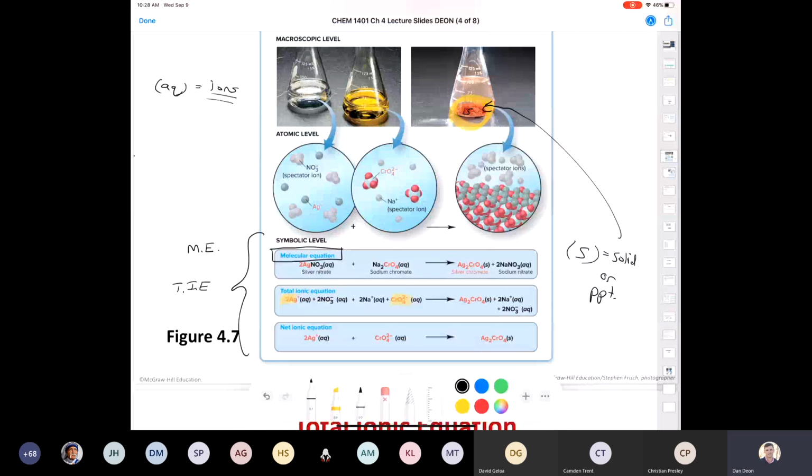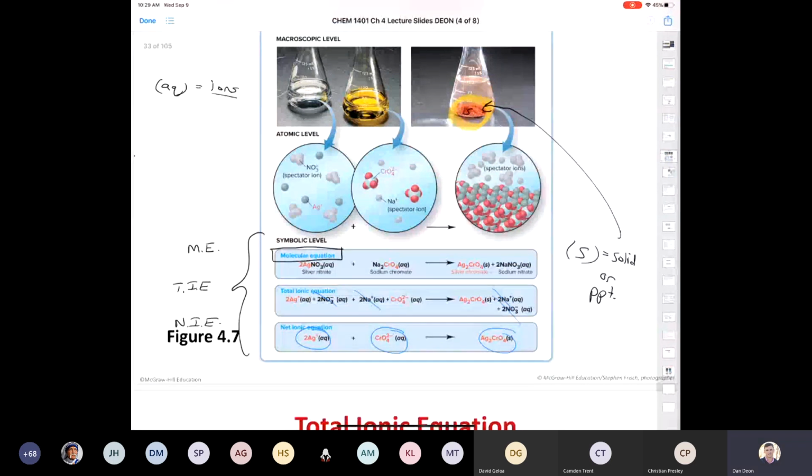Then what you can do is remove everything that's a spectator ion. So all these ions over here, the nitrate, the sodium, the nitrate, you remove, and you write what's left over. Everything that's not a spectator ion, and we call that the net ionic equation. It's a beautiful thing. And if you're like, well, hey, Mr. Dion, the net ionic equation looks to me like the only thing that's really happening, the rest is just sitting around spectating, you're absolutely right. And you would be 100% correct.